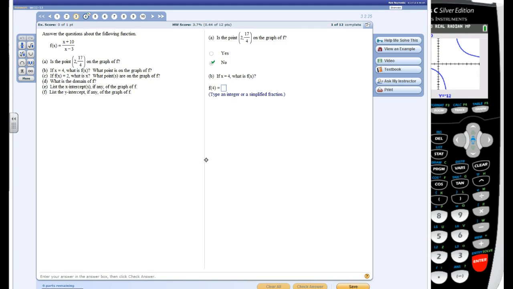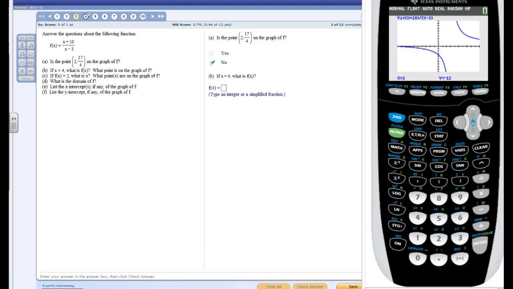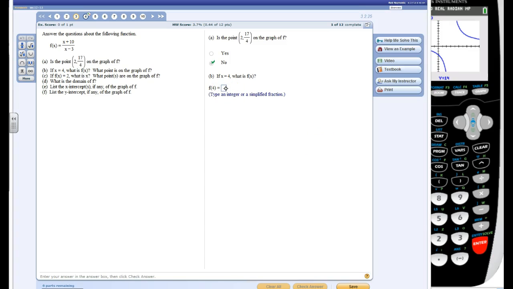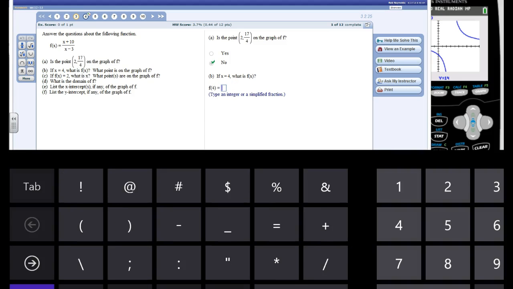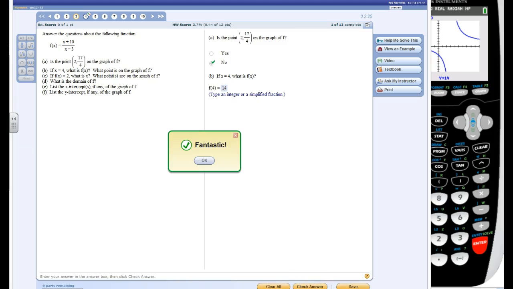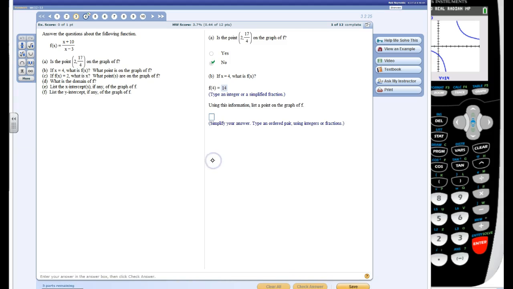The next question is asking if x equals 4, find the y value. So again, I'll go to my calculator. I'm going to hit trace, let x be 4, and the y value seems to be 14. I'll try 14. And that looks to be the correct answer.